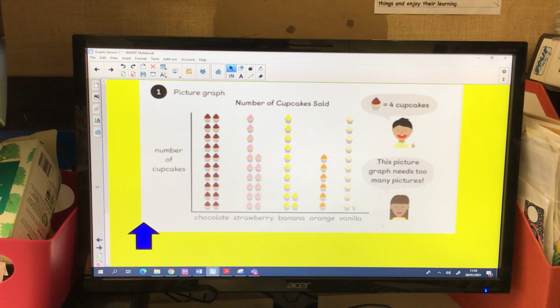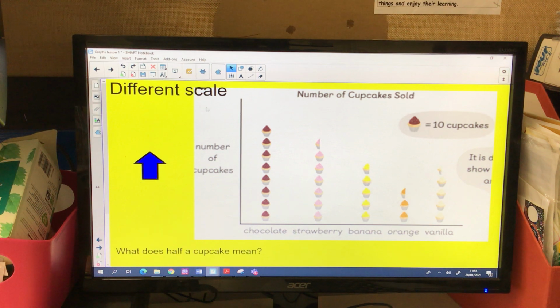This little girl's making an interesting comment though. This picture graph has too many pictures. There's too many cakes on there for us to really take it in quickly. What can we do about that? Well, we can use a different scale. So what we've got here, instead of 1 cupcake equaling 4, we've got 1 cupcake equals 10 cupcakes in real life. So number of cupcakes up the side and then the types along the bottom.